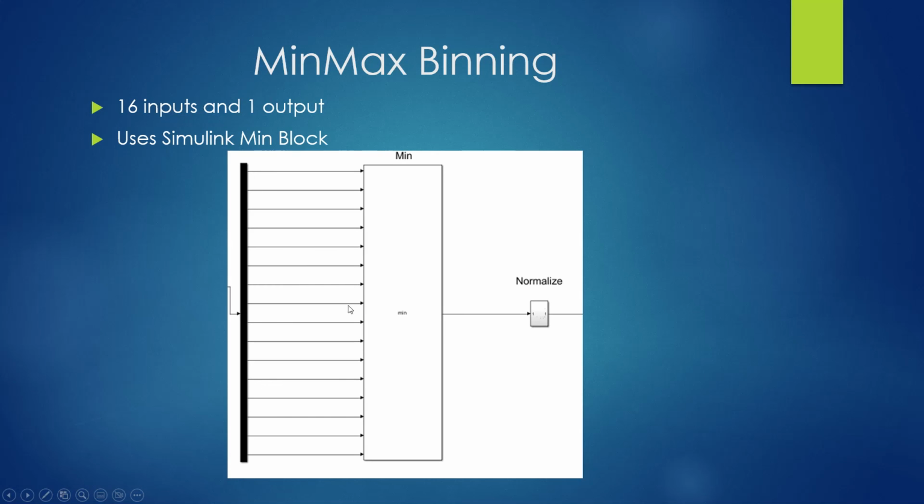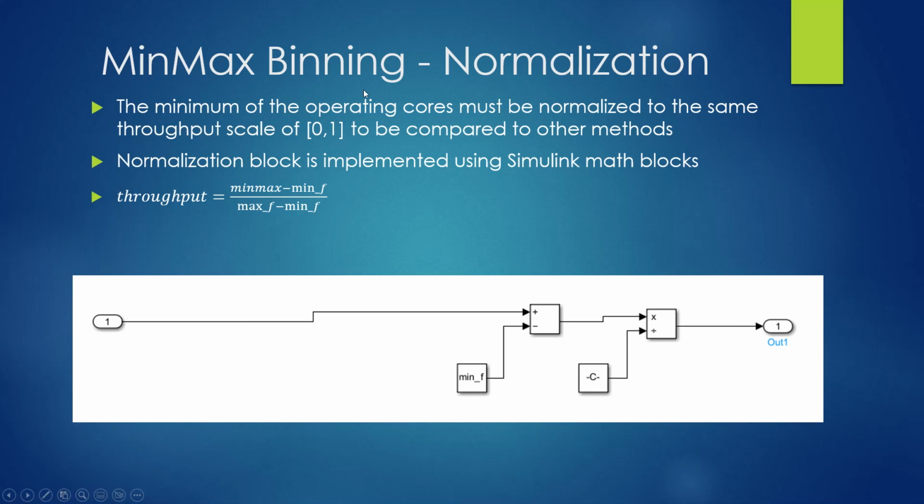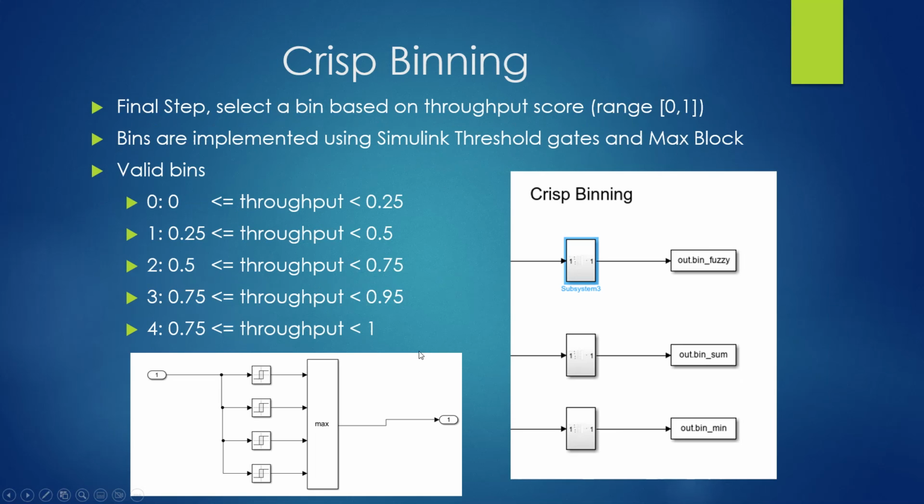The min-max is very similar to the sum binning method, where the block is actually just a min block from Simulink, just like the sum was just a sum block. And the normalization of this block also needs to be done to put the score of the performance into the same scale of 0 to 1. And this normalization looks also a lot like the normalization for the sum without the need to divide by cores, because there's no need to take the average in the sum. We already have something in the frequency range of 4 to 4.2. So this is how that normalization is done and implemented in Simulink.